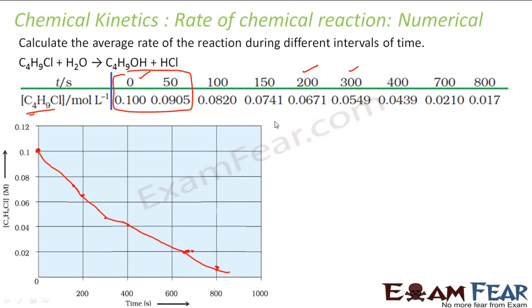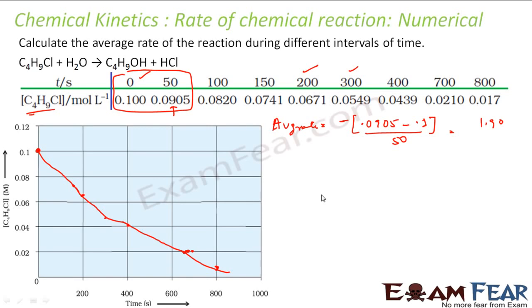So let's find the first time interval reaction rate. Average rate is nothing but minus of change of concentration of reactant. This is the final concentration, 0.0905, minus the initial concentration 0.1, divided by the change in time, which is 50. You solve this, you get 1.90, correct?